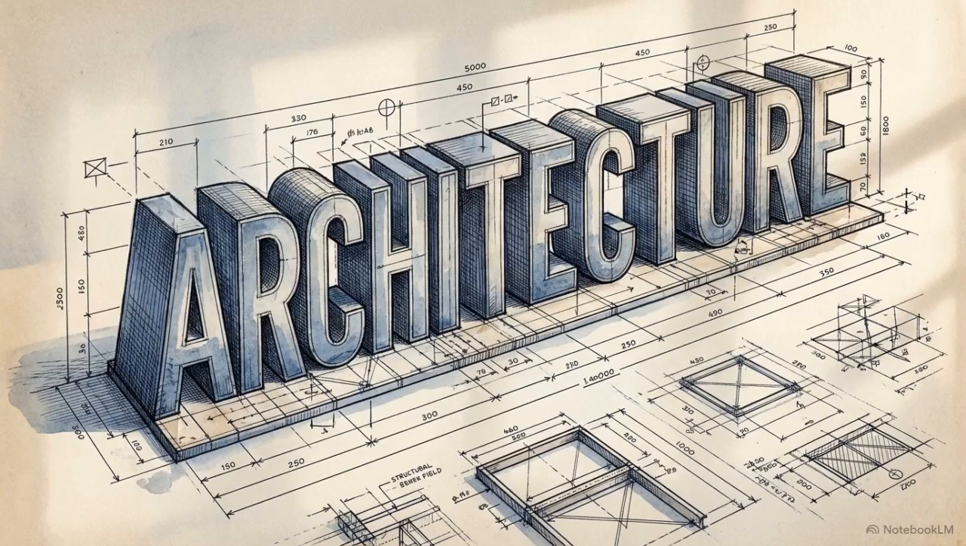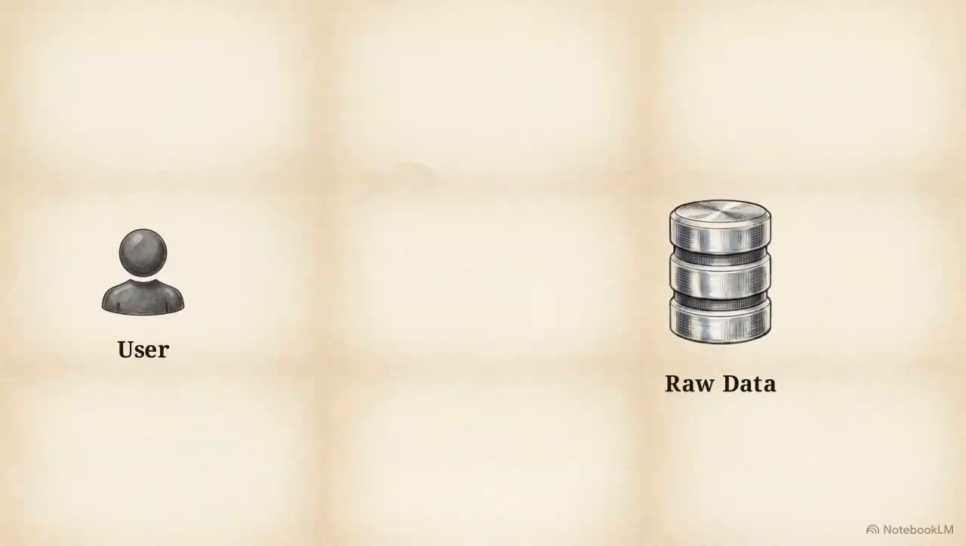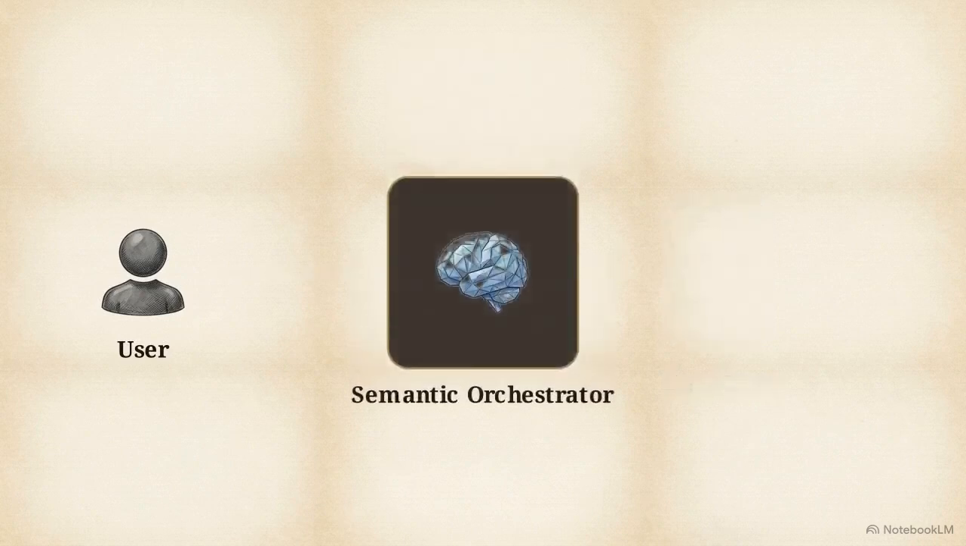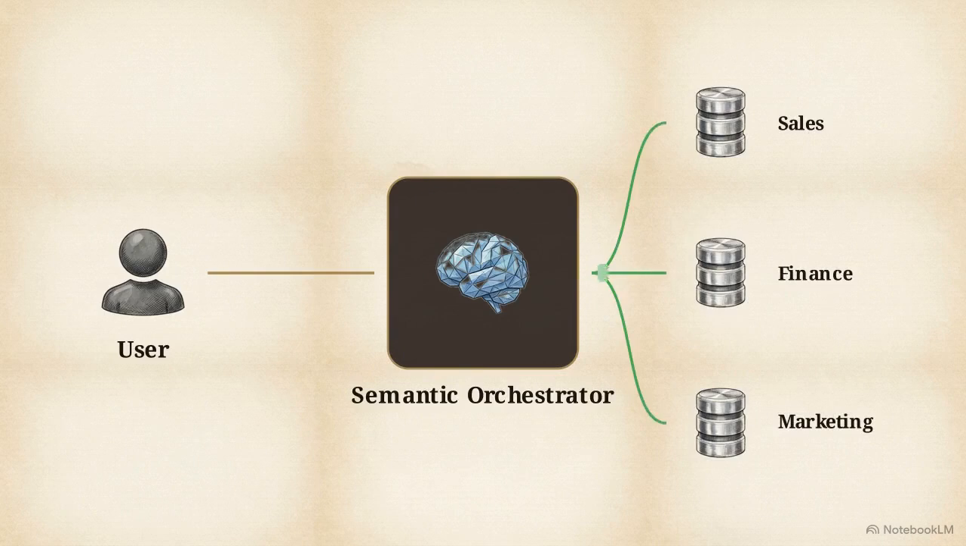To counter this, we introduce a zero-trust semantic orchestrator. This component serves as a mandatory abstraction layer between the user's prompt and the corporate data. The user never communicates directly with the database or the AI model. They communicate with the orchestrator, which interprets, filters, and routes every query.